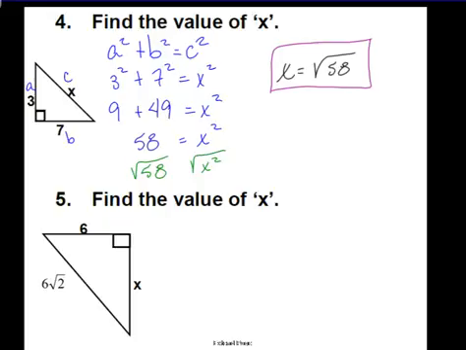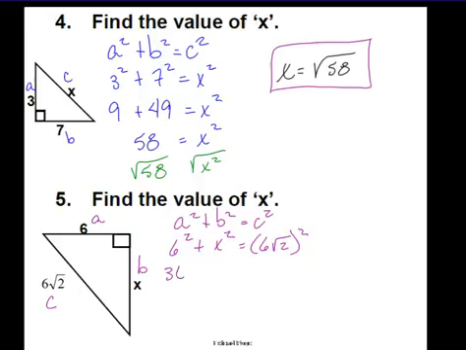Looking at example number 5. In example number 5, this time I have A. B is the one that's missing, and I have C. Using my same formula, A squared plus B squared is equal to C squared. A is going to be 6, and this is going to be my x squared. And this over here is going to be 6 square root of 2 squared. This piece becomes 36 plus the x squared.